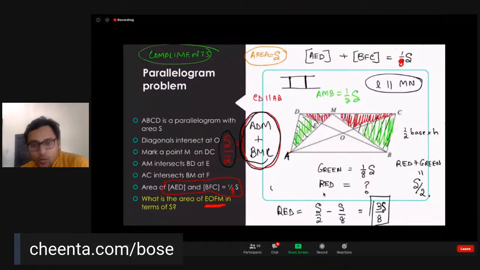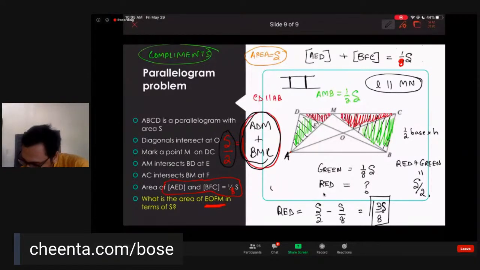Okay, now can any of you tell me what is the area? This is the last step. We want to find out this black region. This is what we want, right? That's what EOFM is. We want to find out this black region.